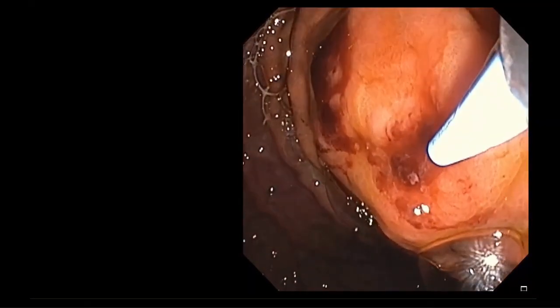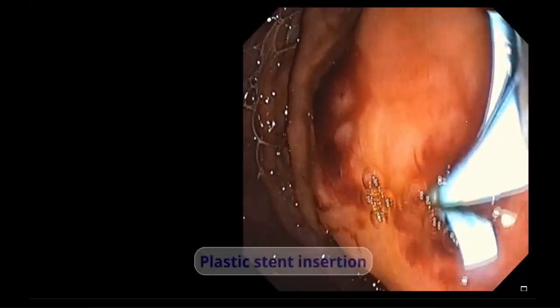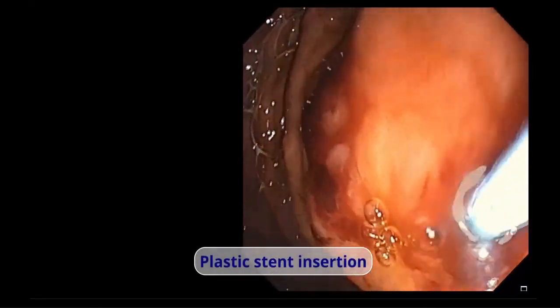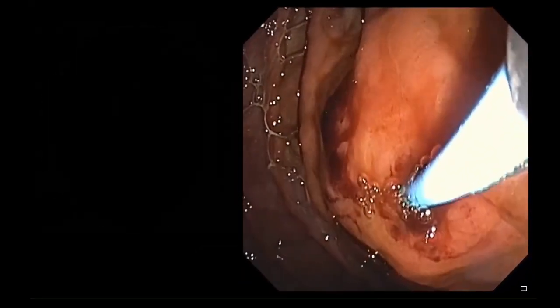A plastic pancreatic stent was then advanced over the guide wire and placed crossing both the pancreatico-jejunal and pancreaticogastric anastomosis sites.